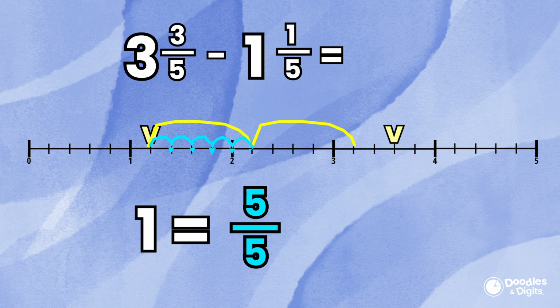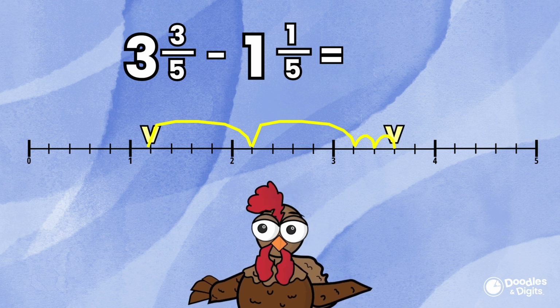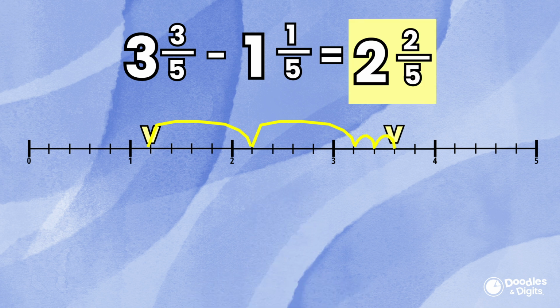All right, now we're going to see what fraction we still need to jump. What's our answer? What's the difference? The answer is going to be 2 2/5.